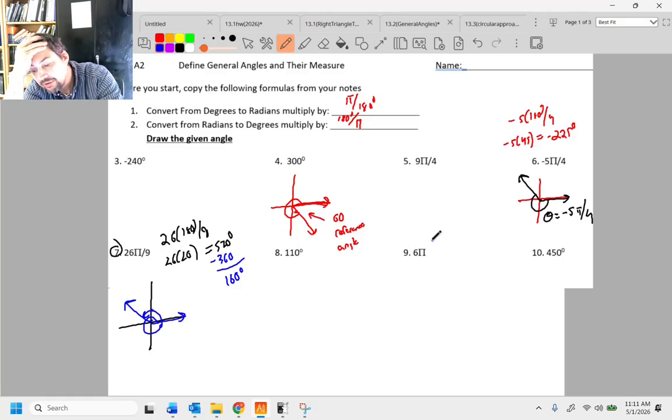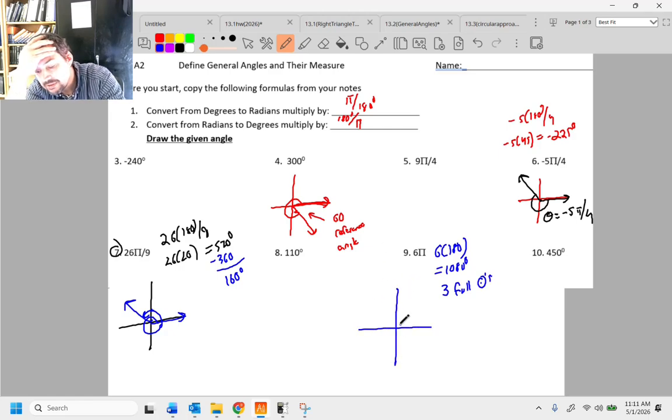9 is kind of a silly graph. If you do this in degrees, that's 6 times 180, which is 1,080 degrees. And that ends up being 3 full circles. That's what that is. It's 3 360s, kids. You rotate once, twice, thrice. So what it does, it starts here and it stops there.